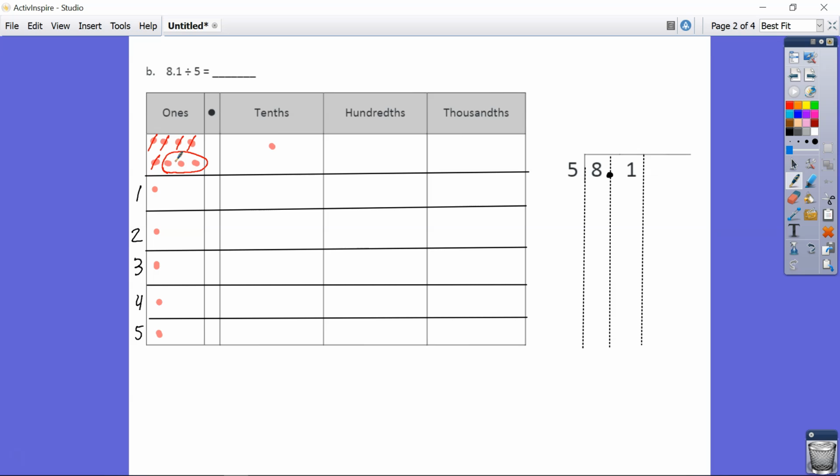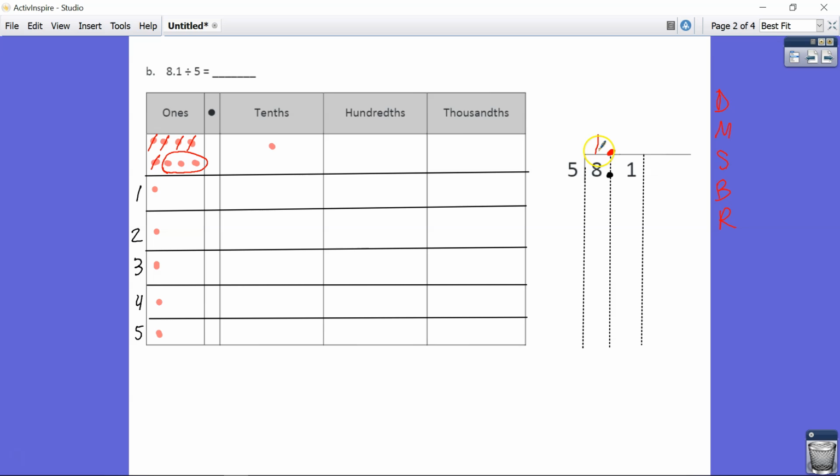Let's do that same first step on our standard algorithm. So for our decimal end, I have 8 divided by 5. Each group is going to get 1 for my division. Then I multiply 5 times 1, or 1 times 5, is equal to 5. Then I subtract. There's my 3 remaining.